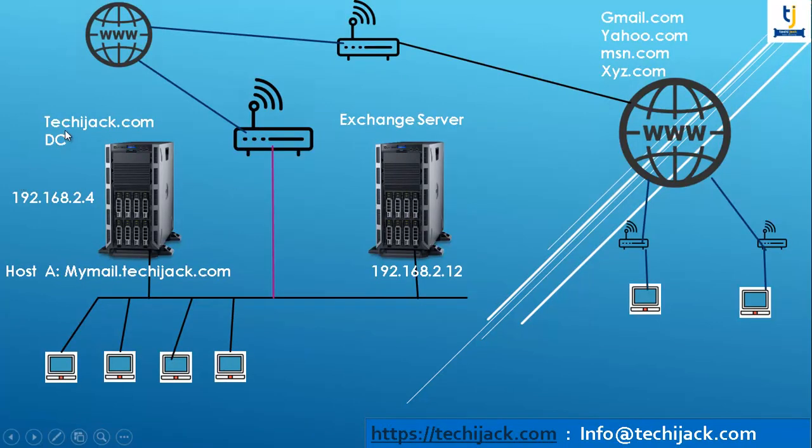We have techijack.com as a DC there, and the Exchange server is attached to this domain. The domain controller IP is 192.168.2.4 and the IP address for our Exchange server is 192.168.2.12. We have created a host A record in our internal DNS, that is mymail.techijack.com.